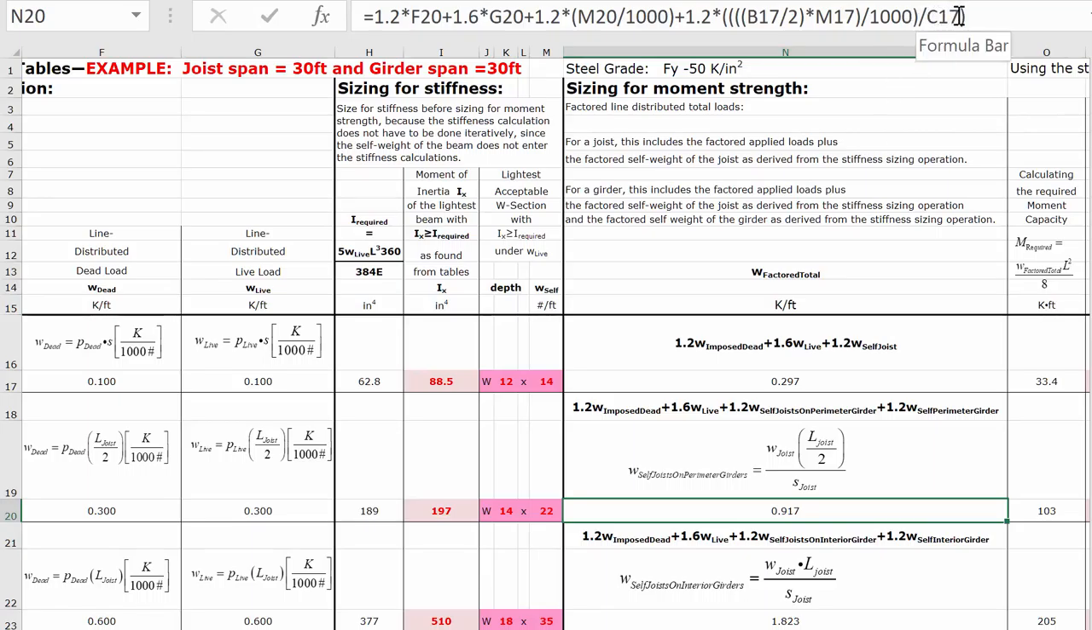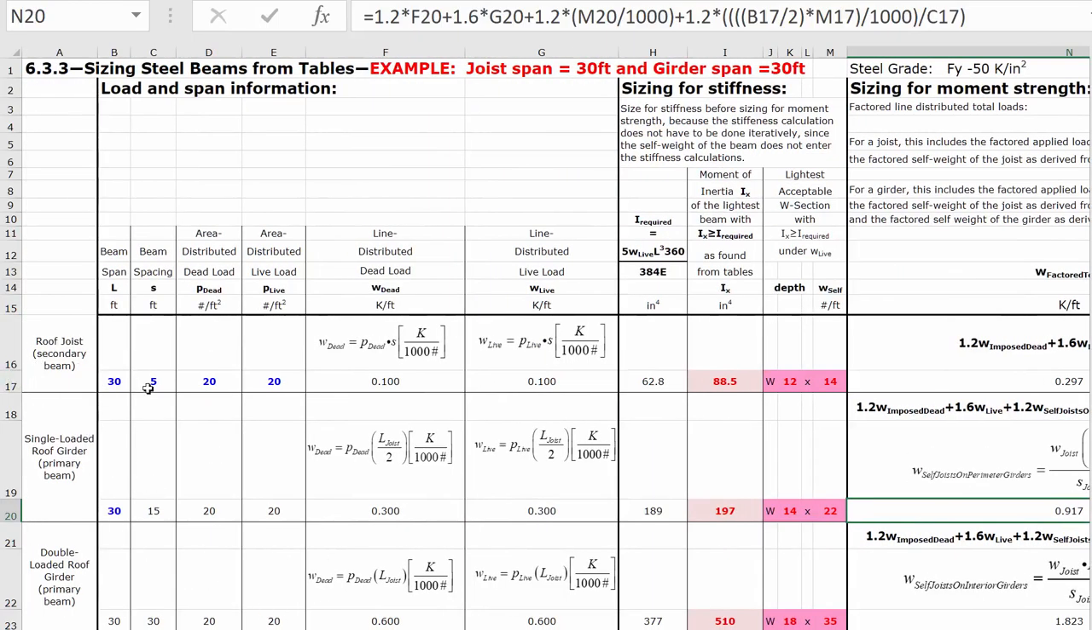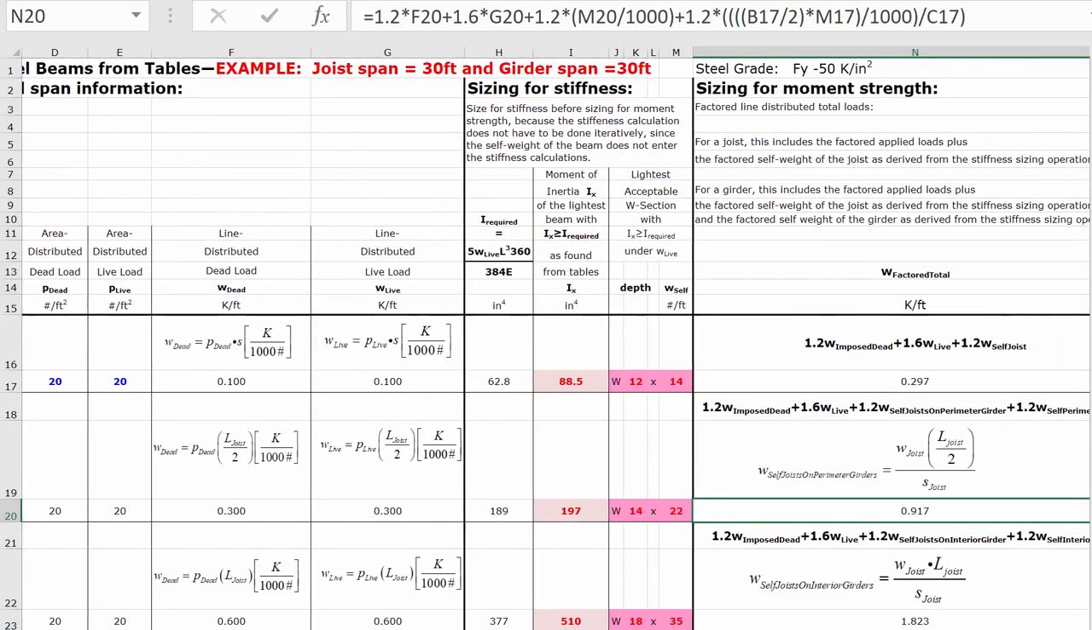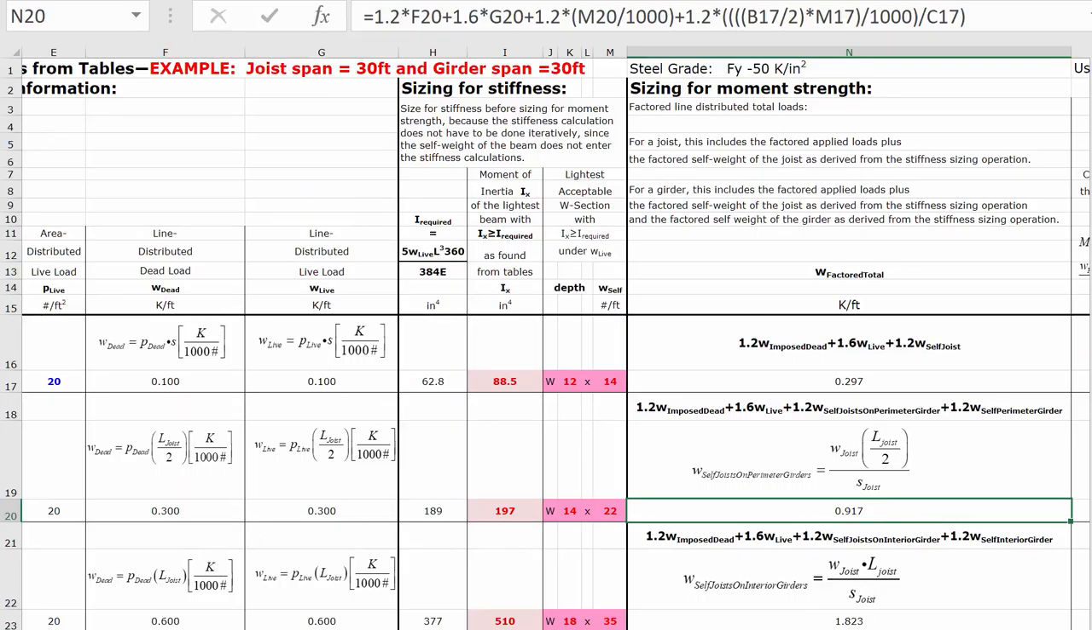And then we're also dividing by C17, which if we go back, we see that C17 is the spacing of the joist. In other words, we have one of those half-joist forces every 5 feet because that's the spacing. So we go through that and we get a load along the perimeter girder of 0.917 kips per foot, which is the full factored load of the weight of the decking, the live load, the self weight of the girder from our previous analysis for stiffness, plus the self weight of the joist.